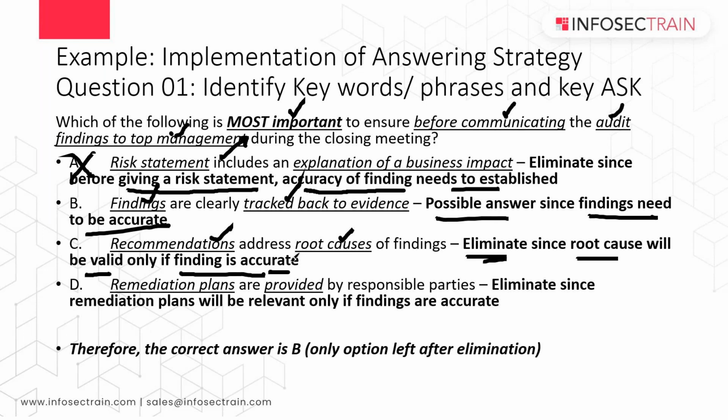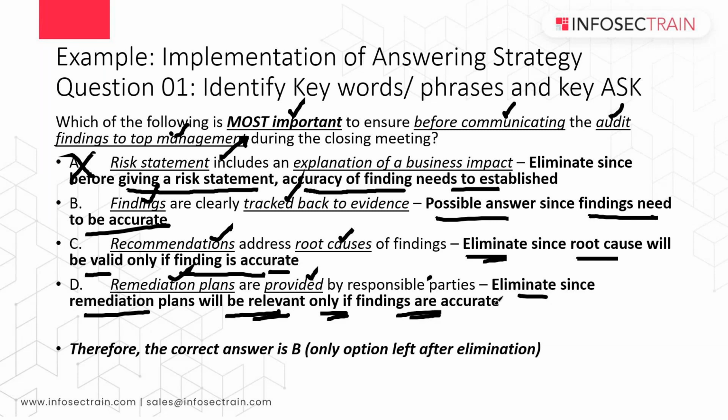So that will happen at a later stage. First, the finding needs to be accurate. Now, option D, remediation plans, how to mitigate the risk which has arisen because of this finding. These remediation plans are provided by responsible parties, HODs, process owners, etc. Again, we eliminate. Why? Because remediation plans will be relevant only if the findings are accurate.